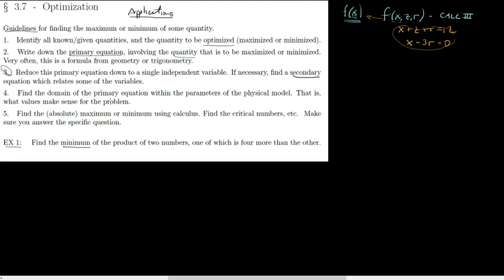Okay, step 4, you look at the primary equation. It's going to be a function at this point, like f of x, and you find the domain. Now, not just the domain looking at the function, but in terms of the parameters of the word problem. So for example, x might be some quantity. It might be a length, let's say. It might be the length of something, like the length of a fence.